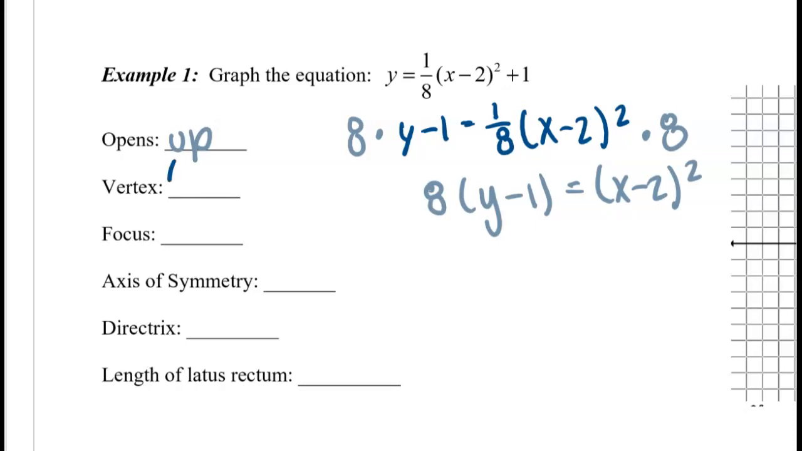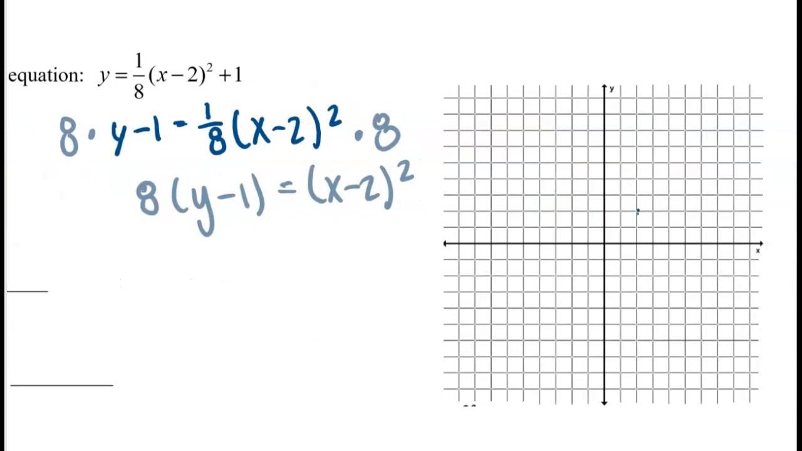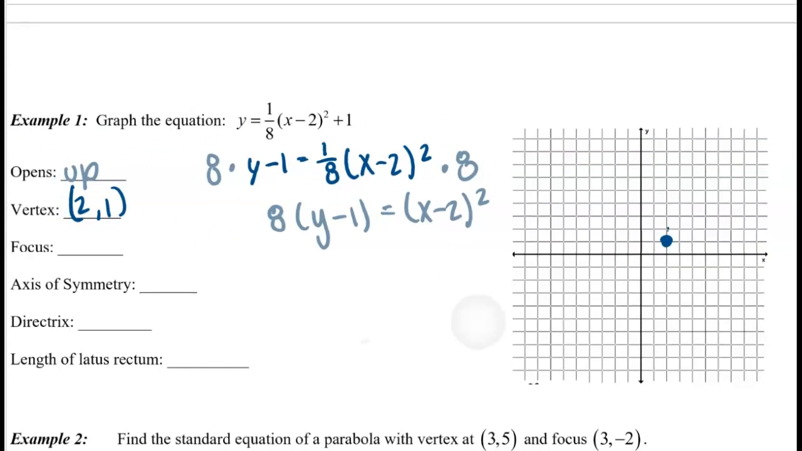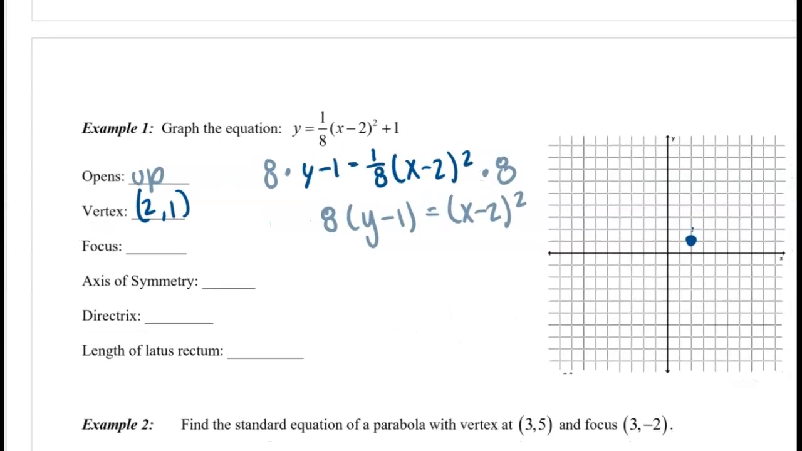My vertex is 2, 1. So I'm going to start there and plot that vertex. My focus, this number is equal to 4p always. So p is 2. That means the distance between my focus and my directrix is 2. Since I'm opening up, my focus is always inside my parabola, so I need to go up 2 for my focus point. So 2, 3. Backwards, Misty.